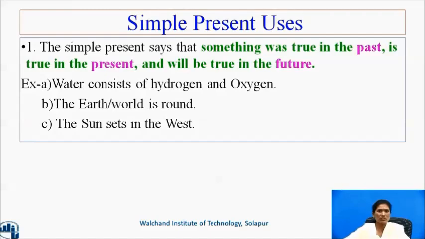Use simple present tense for something that was true in the past, is true in the present and will be true in the future. That is called a universal truth, or universal facts. For example, the earth is round. The sun sets in the west. Water consists of hydrogen and oxygen.